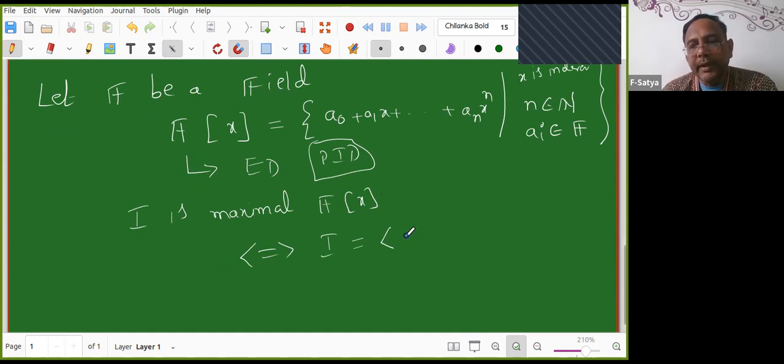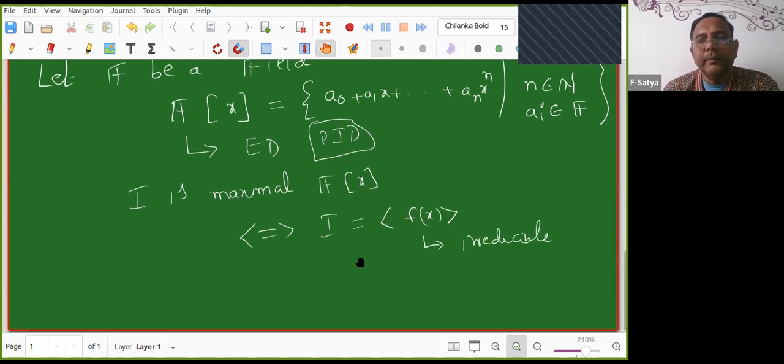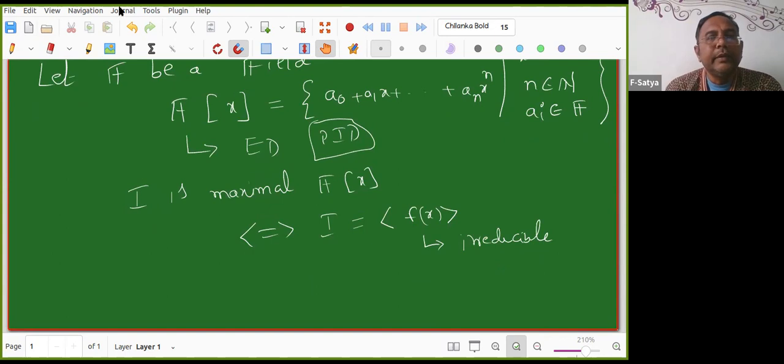So here I am writing F[x], right? Since it is a PID, see there are two things. The ideal is principal, so it is generated by a single element. But now maximal says that it is an irreducible element, right? So these are the things. So it is maximal if and only if it is generated by an irreducible polynomial, right? Okay. So this is clear.